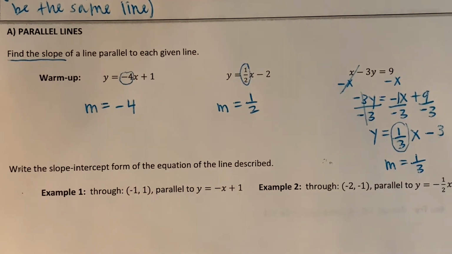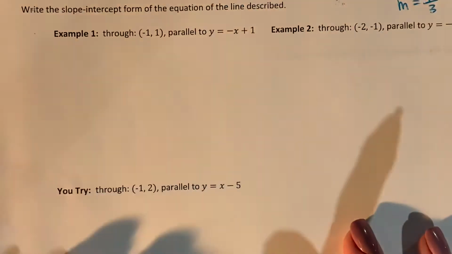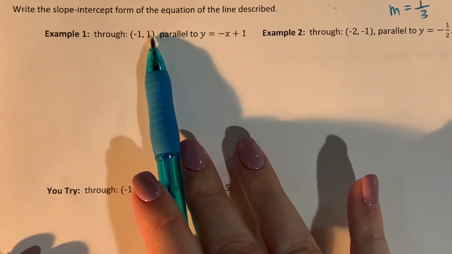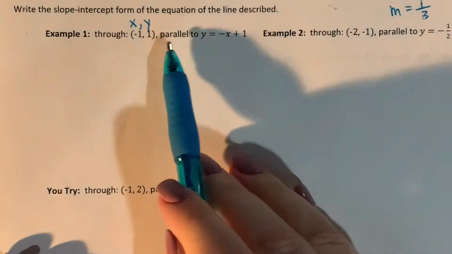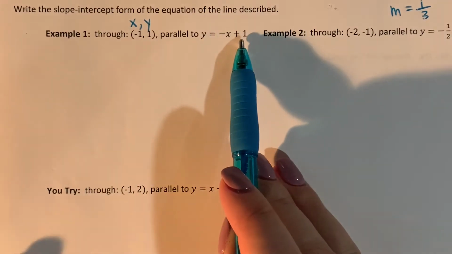Example 1 says, write the slope-intercept form of the equation of the line described. And I am given a point, x comma y. We can make a note to remind us, this is always x comma y. And it's parallel to this line. And so if I'm going to have to write slope-intercept form, let's first just remind ourselves, slope-intercept form is y equals mx plus b.